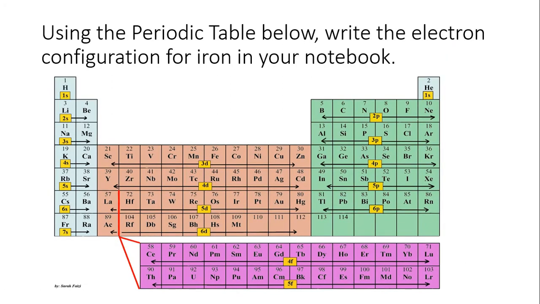So use the periodic table below and write the electron configuration for iron in your notebook. Okay, just to point out, this is 3D, so notice that 4s comes before 3D.